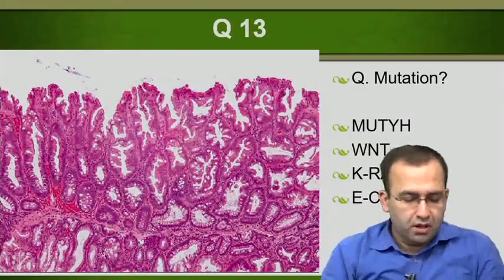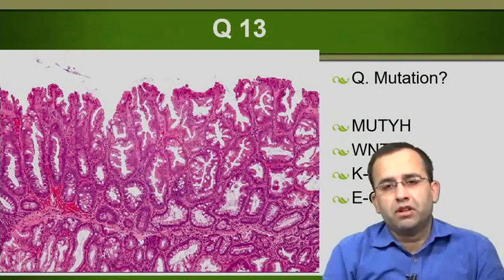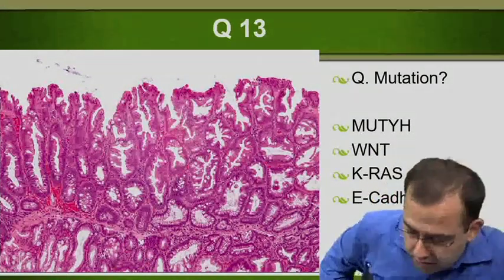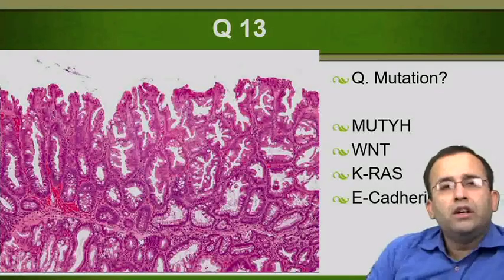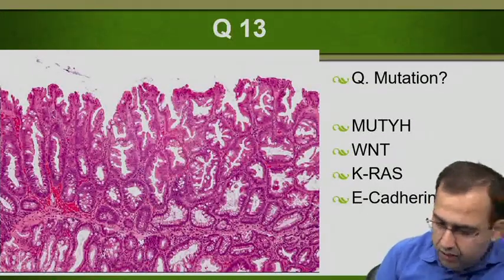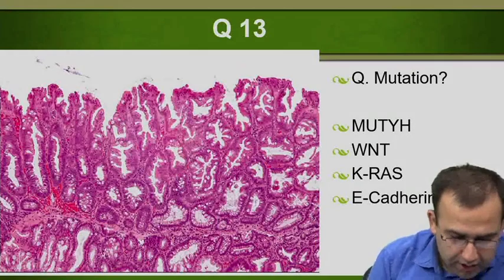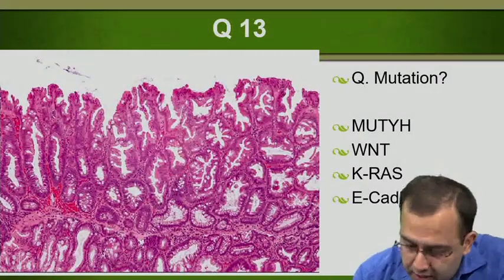Next, mutation associated with this. 1, 2, 3, 4. You have the slide given to you, the mutation seen. Mutation 1, 2, 3, 4. Answer, I have majority right answers.